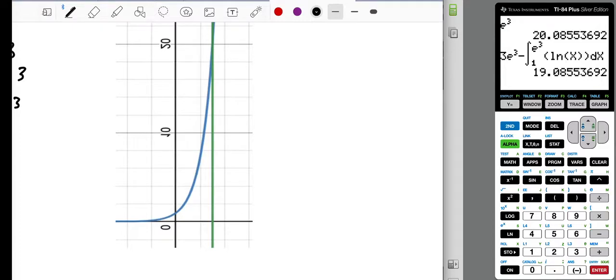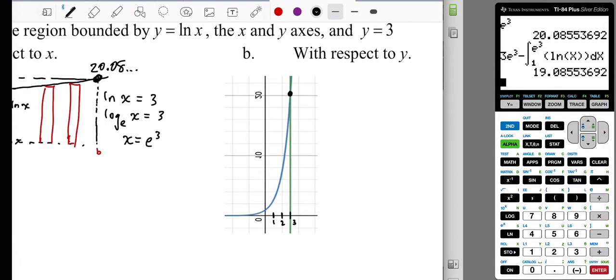So we have negative 1, negative 2. Actually, this I believe is scaled because this is supposed to be 3. So this has got to be 1, 2. So every box is worth 2 units. So we have our intersection up here somewhere. We know from previous work that it is e to the third. And in fact, I'll write that as a coordinate: 3, e to the third.